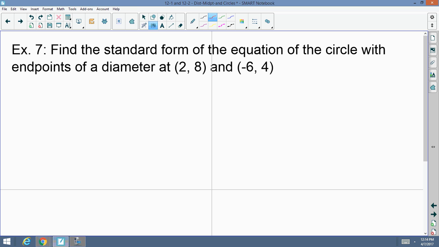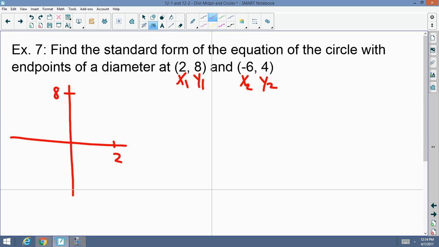Find the standard form of the equation of the circle with endpoints of a diameter 2, 8 and negative 6, 4. Well, first step, let's label x1, y1, x2, y2. You don't have to draw this sketch out, guys. I'm doing this because I want to be a good teacher and I want to show you what's happening. This is negative 6 and 4.